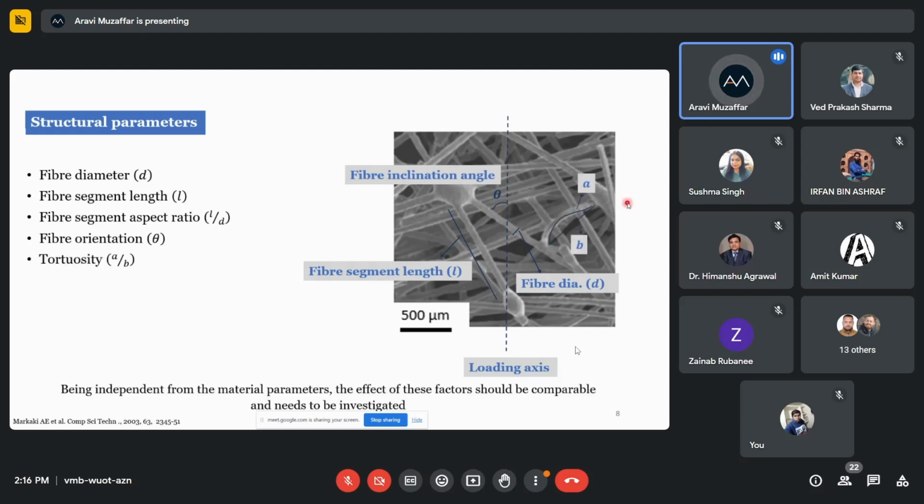And then you have the tortuosity, which refers to the ratio of the curved cross section to the straight cross section between two joints or two points. So these are the parameters that are independent of the material that we are going to use in order to form the porous networks. So the influence that they exert should be the same irrespective of the material that we are using.